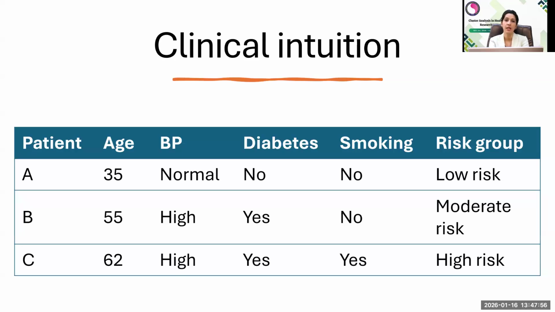Diabetes is a risk factor, age is also a risk factor, and high blood pressure is also a risk factor, which we know from our clinical knowledge. Again, a third patient, C, comes to you who is 62 years old. Blood pressure is high, diabetes is also there, and he is a smoker. Then definitely we will say, you have three risk factors, so you come under high risk. So this is implicit here. You are not analyzing the data to categorize such risk groupings as low, moderate, or high risk. These are just clinical intuition.